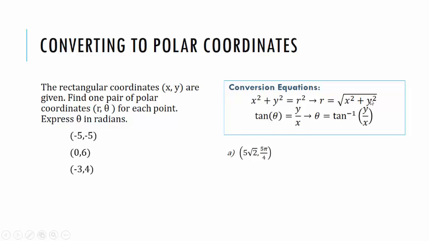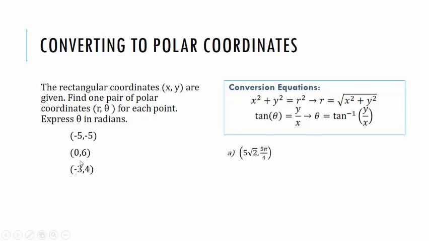If I plug 5 in for x and y, I'll have the square root of 50. That simplifies to 5 root 2. Arctangent of 1 would of course be pi over 4, but because we're in quadrant 3, we need to add pi to that, and we have 5 pi over 4. If you graph this in rectangular coordinates and you graph this in polar coordinates, they will lie in the same quadrant.